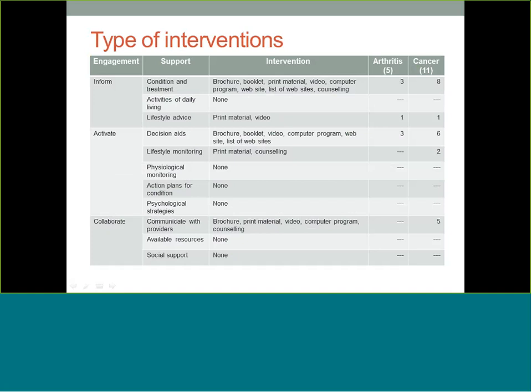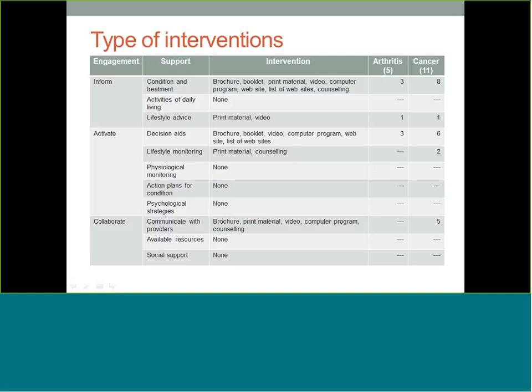So in that self-management meta-review, one of the key findings is that there was a broad spectrum of what was considered self-management, right from a simple information handout, as is included in our inform category of our framework, right to very complex, multifaceted types of intervention. So presumably patients need information about their condition, lifestyle advice, how to do the activities of daily living. So that's part of self-management. The activate interventions are certainly part of self-management. So things like patient action plans that they can use to help themselves manage their condition, psychological strategies, physiological monitoring, even the collaborate part.